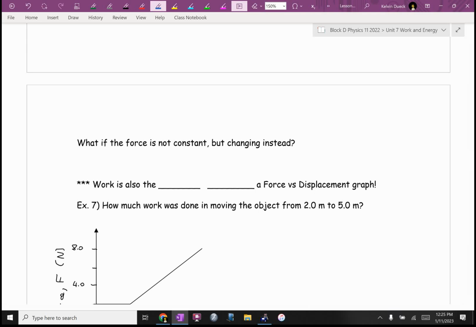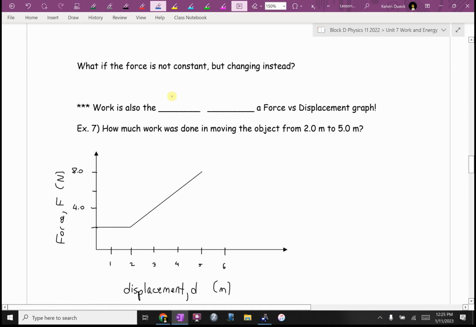The second definition is this next one. Work is also the area under a force versus distance graph. I didn't put this on your formula sheet. Well, I sort of did. I'll show you how I hinted at it in a little bit. It's the area under a force versus distance graph.